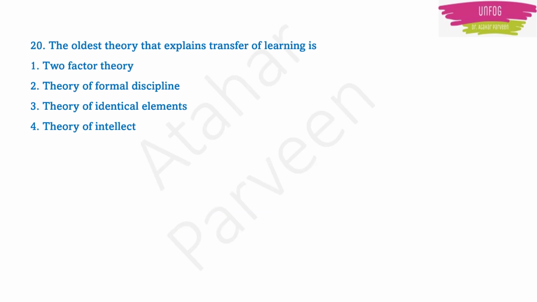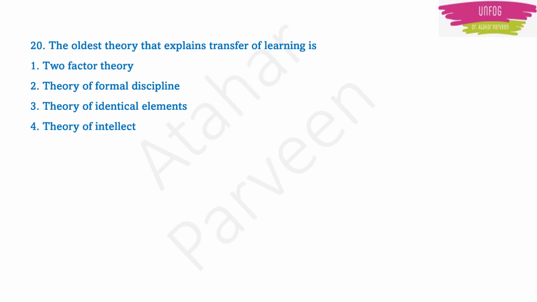Next question. The oldest theory that explains transfer of learning is, so there are 4 theories given here. 2-factor theory, theory of formal discipline, theory of identical elements, theory of intellect. So the oldest theory, which one are they talking about? Actually, all these theories are based on learning only. But the oldest one is the theory of identical elements.